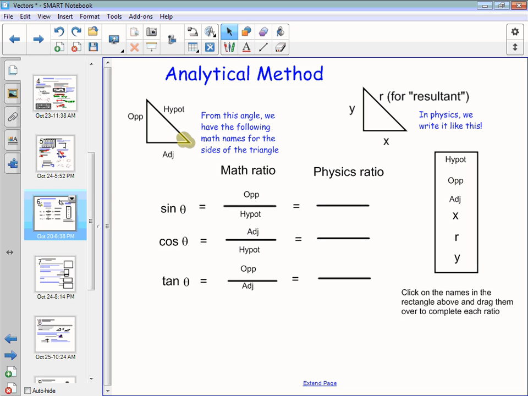Now in physics, it's not wrong to say opposite and hypotenuse and adjacent, but in physics, we're typically going to be using a reference angle from the x-axis. So typically, we just need to say the opposite is going to be the y-axis, and the adjacent is going to be the x. And instead of saying hypotenuse, we're going to say r for resultant. So, go ahead and redo it in terms of physics, please.